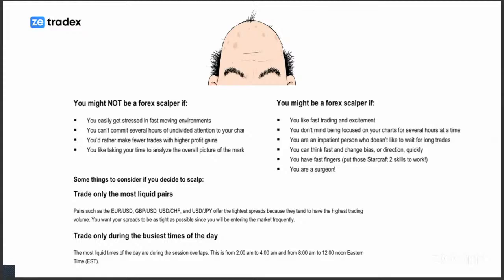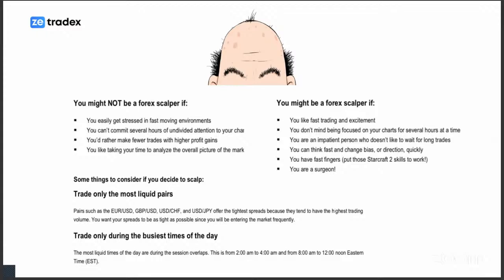But then you might be a forex scalper, and the following things might apply. You don't mind being focused on your chart for several hours at a time. You are an impatient person who doesn't like to wait for long trades. You can think fast and change bias or direction quickly. You have fast fingers, like a surgeon.